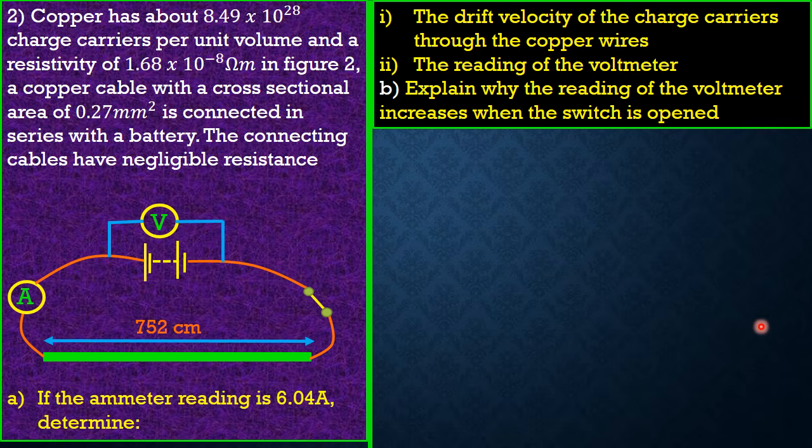Okay, the question 2 reads that copper has about 8.49 times 10 raised to the power 28 charge carriers per unit volume and a resistivity of 1.68 times 10 raised to the power negative 8 ohm meters. In figure 2, a copper cable with a cross-sectional area of 0.27 millimeters squared is connected in series with a battery. The connecting cables have negligible resistance. A. If the ammeter reading is 6.0 amperes, determine Roman 1, the drift velocity of the charge carriers.